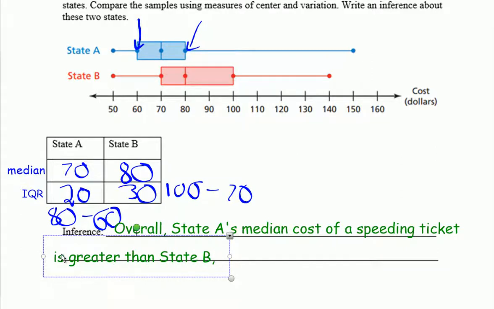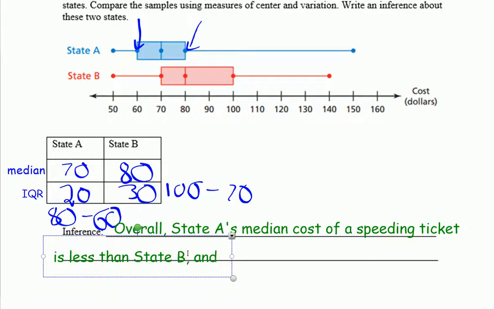But I want to continue, and they say "and" or "but," and then I look at their IQRs, and it looks like, ooh, I said this wrong, sorry. It's not greater, it's less, yes. Sorry, I'm reading my work as I'm doing it, and I'm realizing I'm saying it wrong. State A's median cost of a speeding ticket is less than state B's.